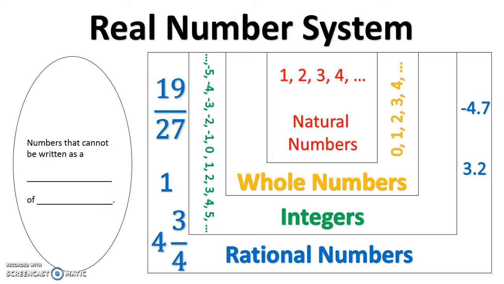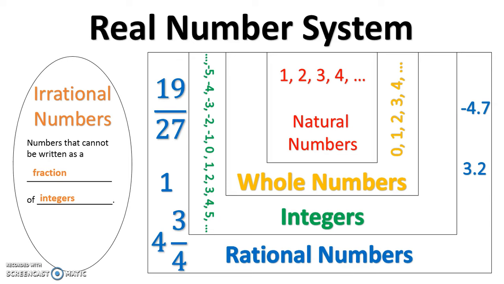Now we have one more category of numbers over here on the left, and these are things that don't fit into any of our squares or rectangles. That's why it's an oval. And these numbers are exactly the opposite of rational numbers. Okay, so if they're not rational, we're going to call them irrational. And the definition is going to be exactly the opposite of a rational number. So rational numbers had to be written as a fraction of integers. Irrational numbers are numbers that cannot be written as a fraction of integers.